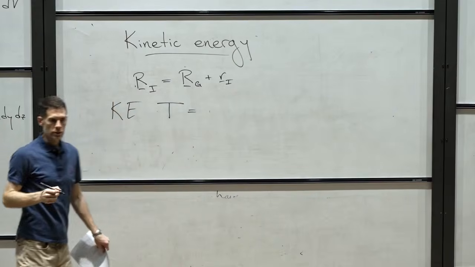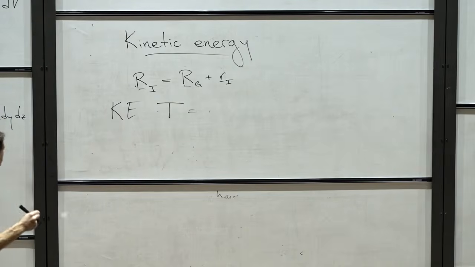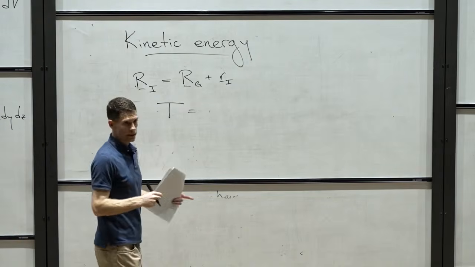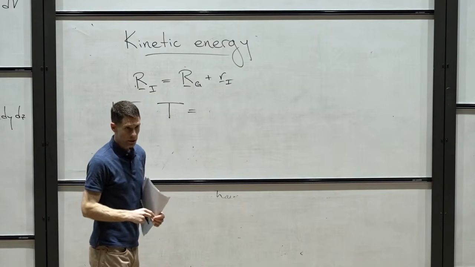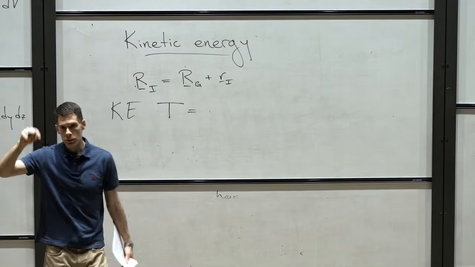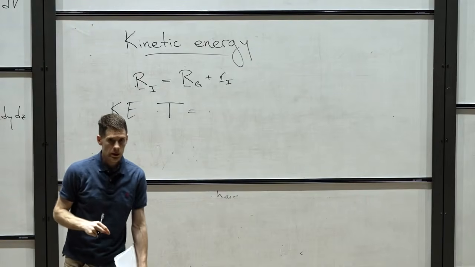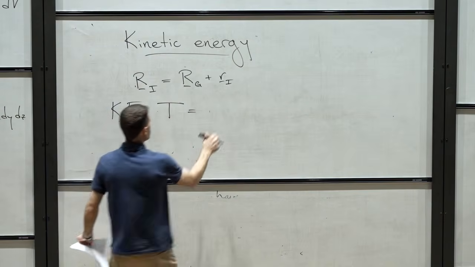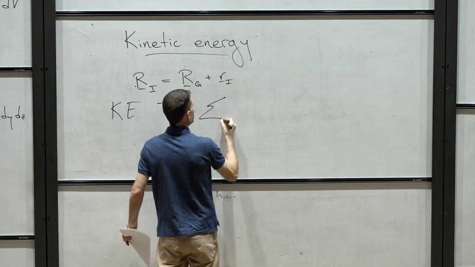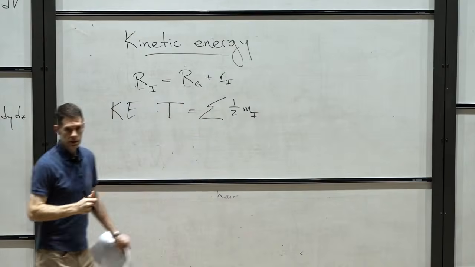Capital T is what we've been using for kinetic energy. Let's do it in the sum form, and then you'll see how it can translate to an integral. The kinetic energy of the system is just the kinetic energy of each particle, and the kinetic energy of a single point particle is 1/2 the mass times its velocity squared. We've been using that the whole time, which means my total kinetic energy is the sum of 1/2 times the mass times the velocity squared.